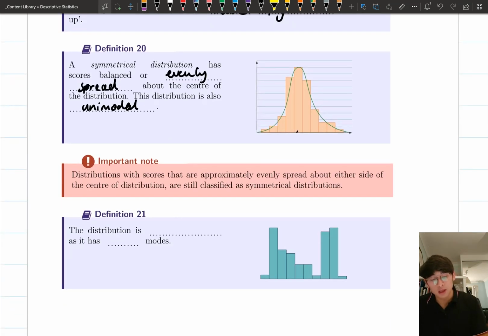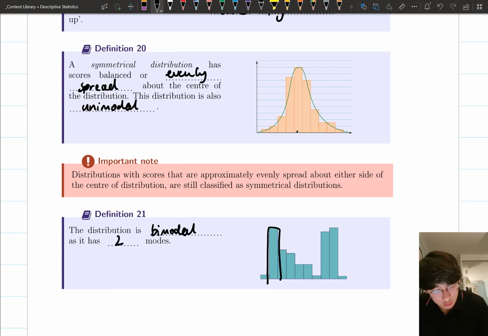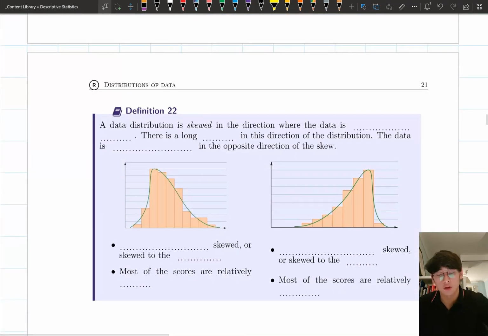Distributions with scores that are approximately evenly spread about either side of the center of the distribution are still classified as symmetrical distributions. Okay, the distribution is bimodal. If you have a look at this next diagram, the distribution is bimodal and has two modes. There's two tallest columns here, and this is what bimodal data looks like. You've got a cluster near the first one, and you've got a cluster near the second one.